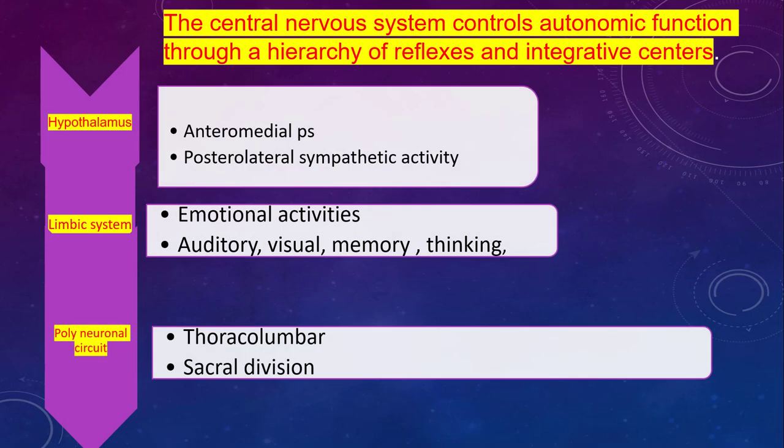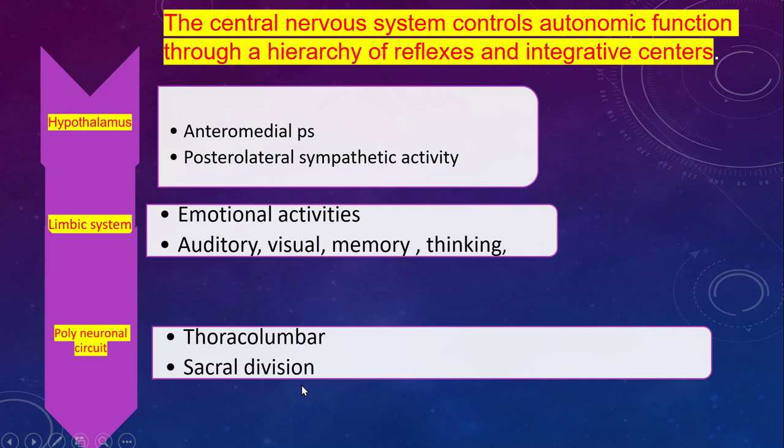The hierarchy starts from the hypothalamus, then goes to the limbic system, and then to the polyneuronal circuit. In the hypothalamus, the control is carried by the anteromedial parasympathetic nervous system and posterolateral sympathetic activity. In the limbic system, emotional activity, auditory, visual, memory, and thinking are controlled. And polyneuronal circuit control is through the thoracolumbar plexus and sacral division.